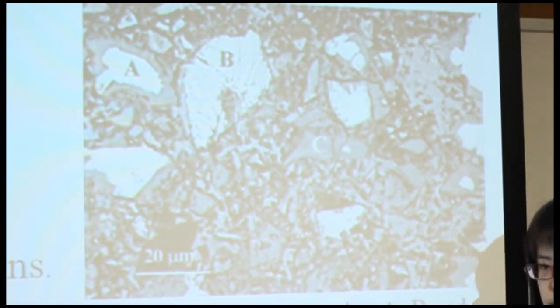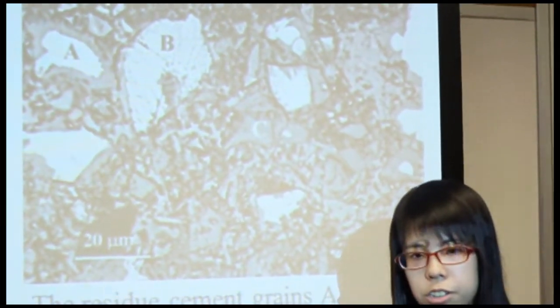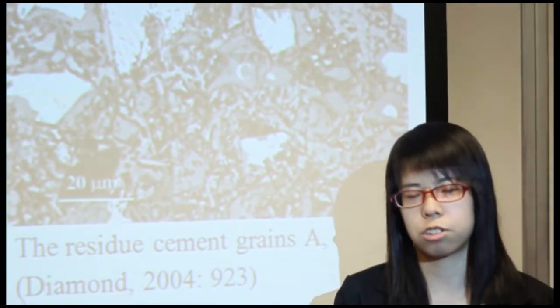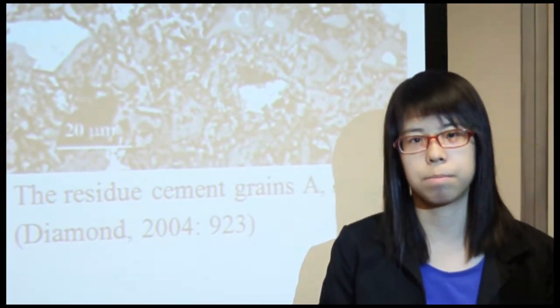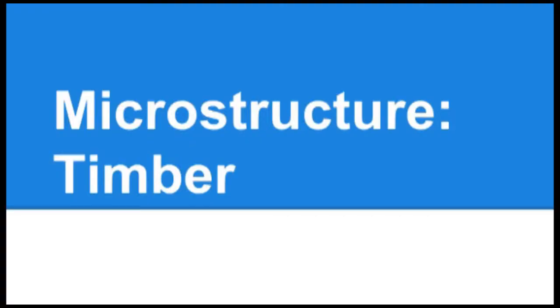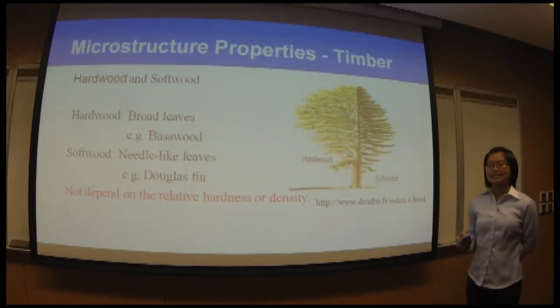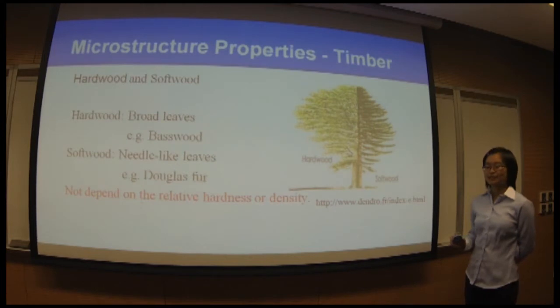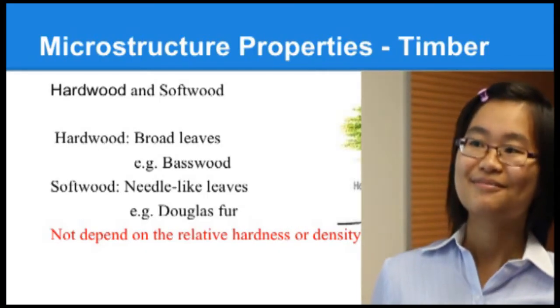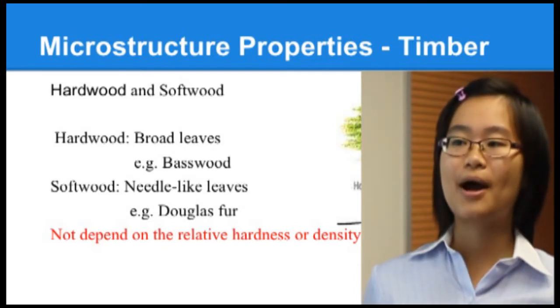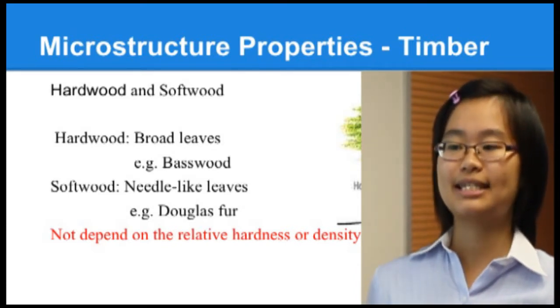And calcium hydroxide is only a product of the hydration of cement, and it usually exists in irregular marks. Microstructure properties. Timber. Timber can be divided into two types. One is the hardwood and the other one is the softwood. Hardwood has broad leaves, while the softwood has needle-like leaves.